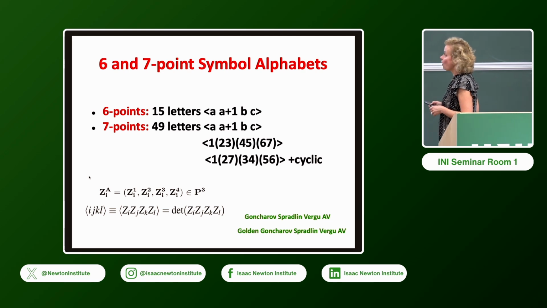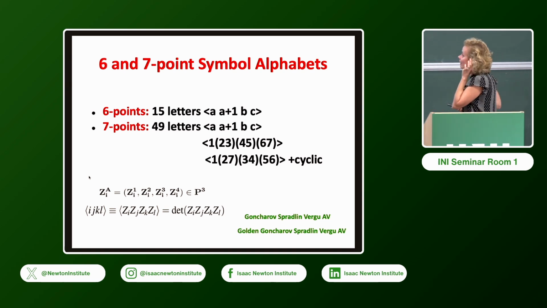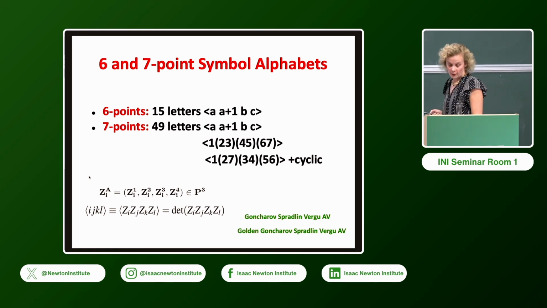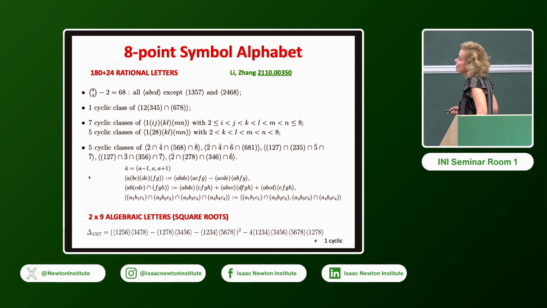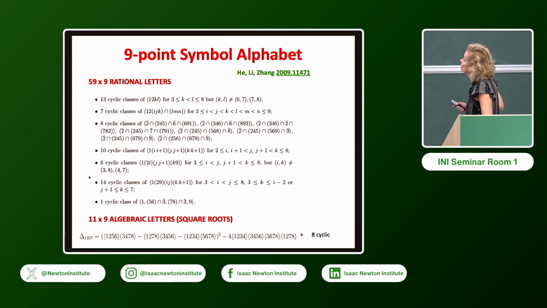This is just a little survey. For 6 points, we know there are 15 letters. For 7 points, there are 49 letters, and these are known. For the 8-point symbol alphabet, it was computed some time ago, and it gets more complicated. It's not just polynomials in those brackets, it involves square roots. So the alphabet is known up to 9 points. This is, again, the work by Song He and some of his students. And it looks like this. Okay, it looks like a mess.